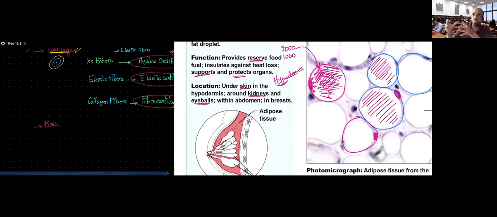Also, you're going to keep the kidney in its place by stabilizing it with fat tissue, adipose connective tissue, so it doesn't move around in the abdominal cavity. It's also in the abdomen, surrounding other abdominal organs, and it's located in the breast. Please pay attention here: it's located in the breast, not the mammary glands.